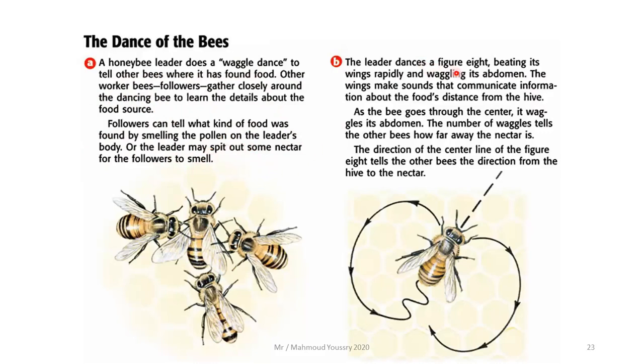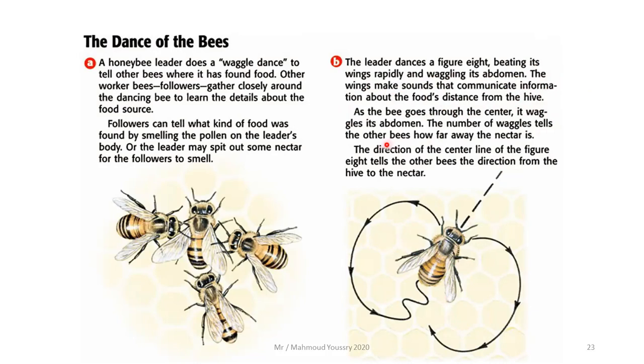Then the leader dances a figure eight. So the leader moves in a figure eight, beating its wings rapidly and waggling its abdomen. The wings make sounds that communicate information about the food's distance from the hive. So it is sharing information about the location of the food, the distance between the food source and the hive. As the bee goes through the center of the figure eight, it waggles its abdomen.